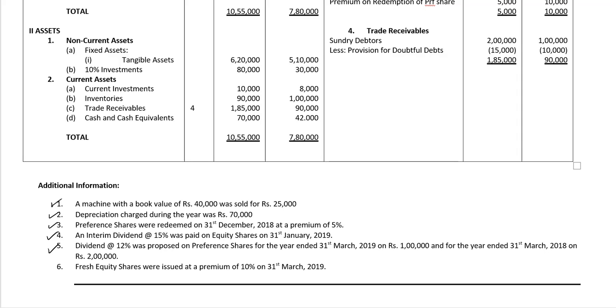Point 5. Dividend at 12% was proposed on preference shares for the year ended 31st March 2019 on rupees 1 lakh, and for the year ended 31st March 2018 on rupees 2 lakh. Point 6. Fresh equity shares were issued at a premium of 10% on 31st March 2019.